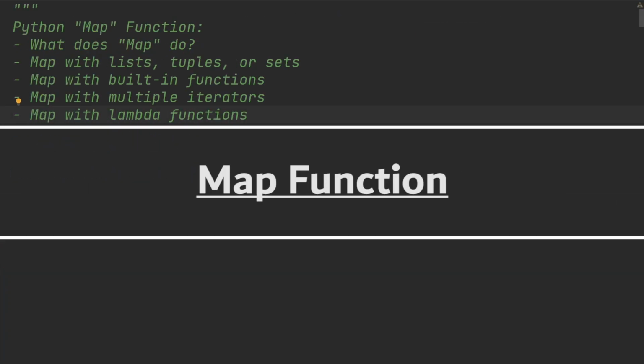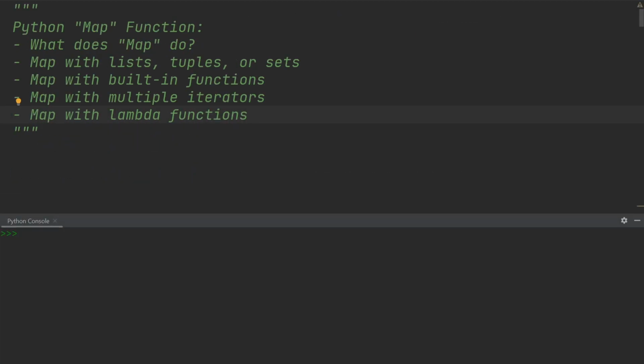The map function is very helpful because it allows us to apply a function to multiple elements in an iterable. So if you have a list of numbers, you can apply one function to each number in the list. So we're going to take a look at what map exactly does. Then we're going to use it with lists, tuples, and sets. Next, we're going to look at built-in functions and that we can also use map with these built-in functions. After that, we're going to have a map function that takes multiple iterators. And finally, we're going to use the map function with Lambda functions.